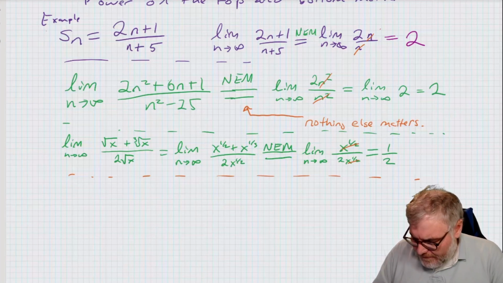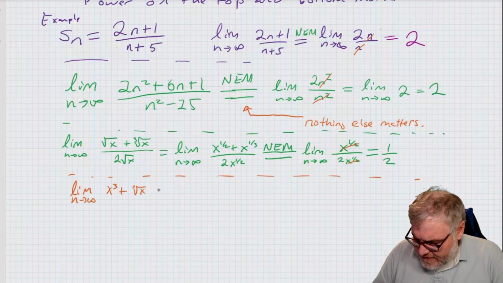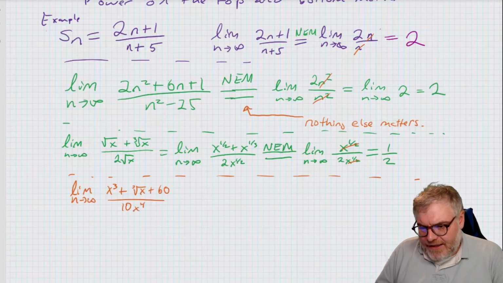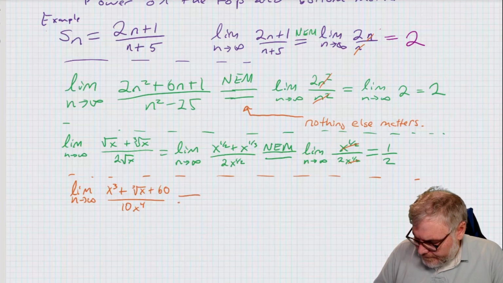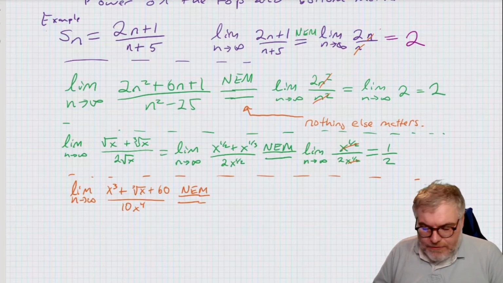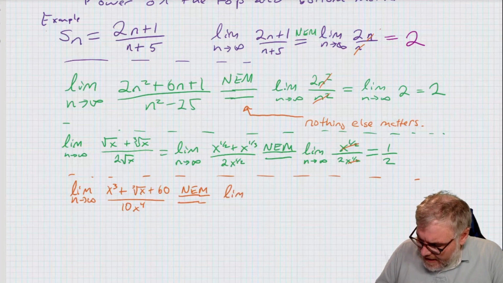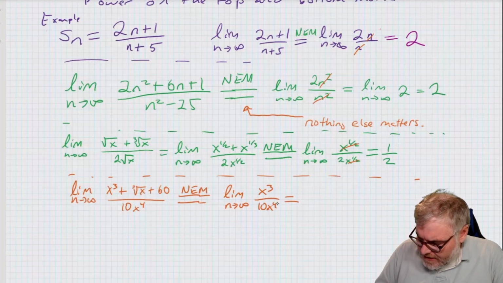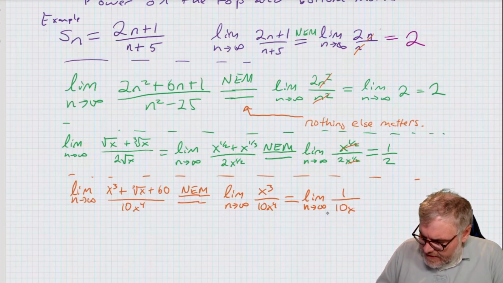Okay, let's do another example. The limit as n goes to infinity of (x cubed plus the cube root of x plus 60) over 10x to the fourth. Only the top two terms matter. So this right here is x to the 1/3. 1/3 is definitely less than 3. So I'm going to have instead the limit as n goes to infinity of x cubed over 10x to the fourth. Do a little canceling here, and I'm left with 1 over 10x. And this is going to go to 0.